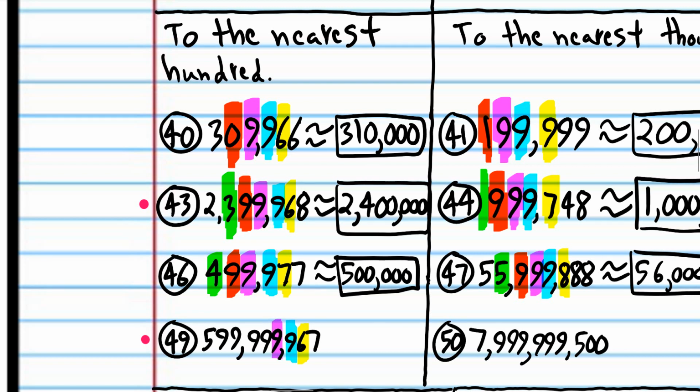But there's a 9 in the other position, so we have to move over. There's another 9, so we have to move over again. And there's another 9, so we have to move over again, and again.